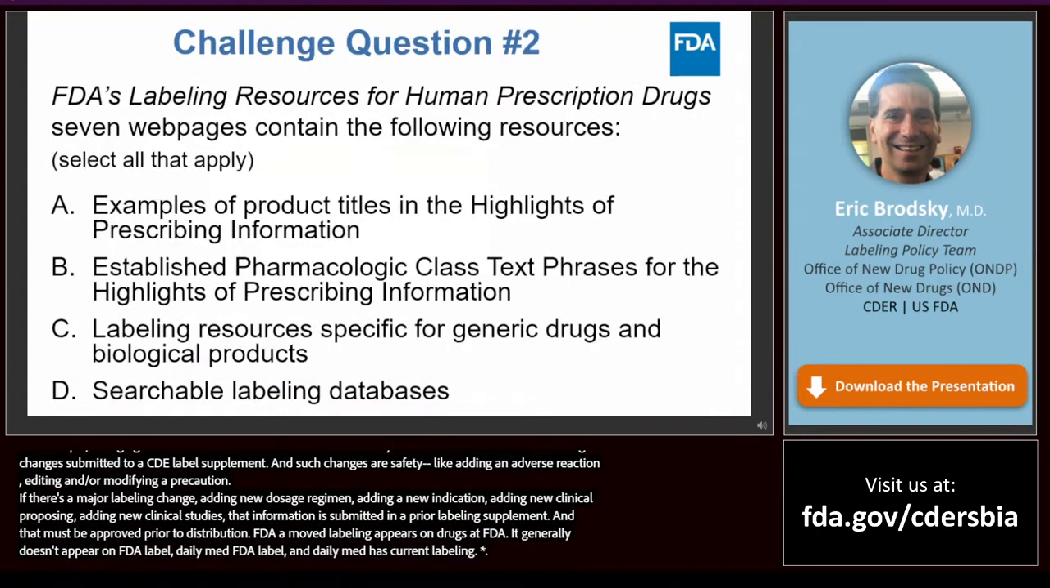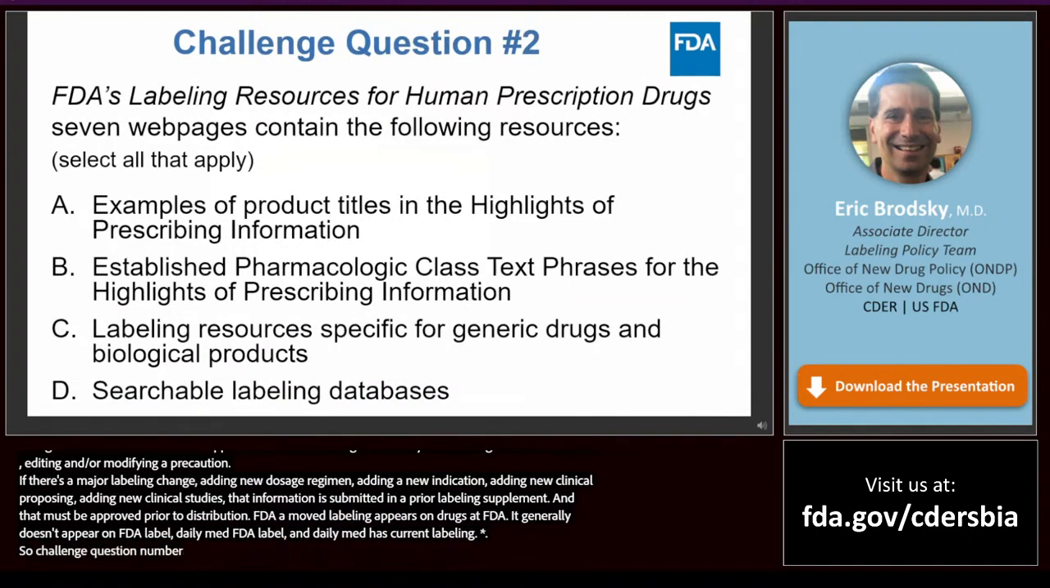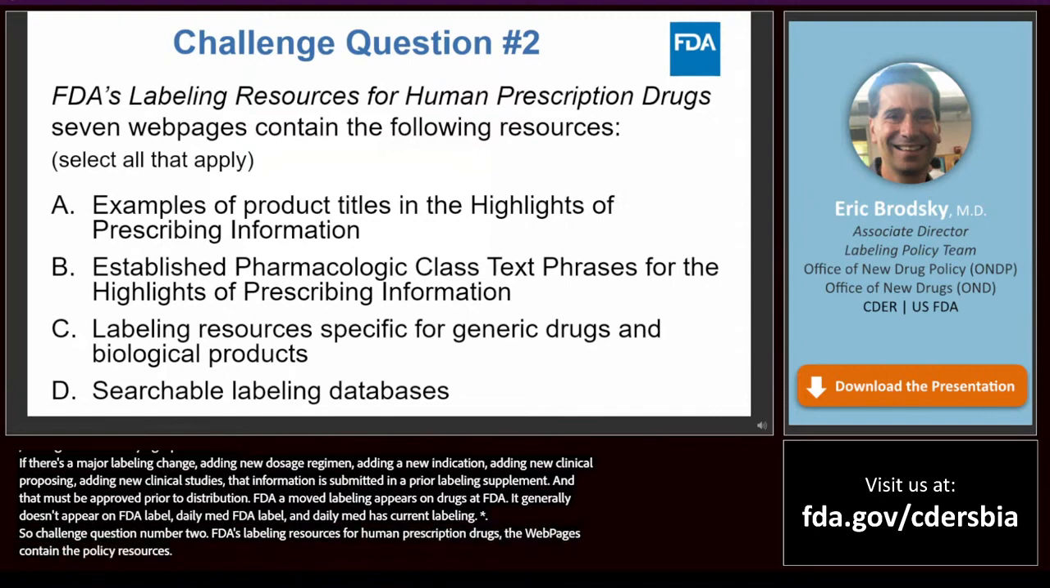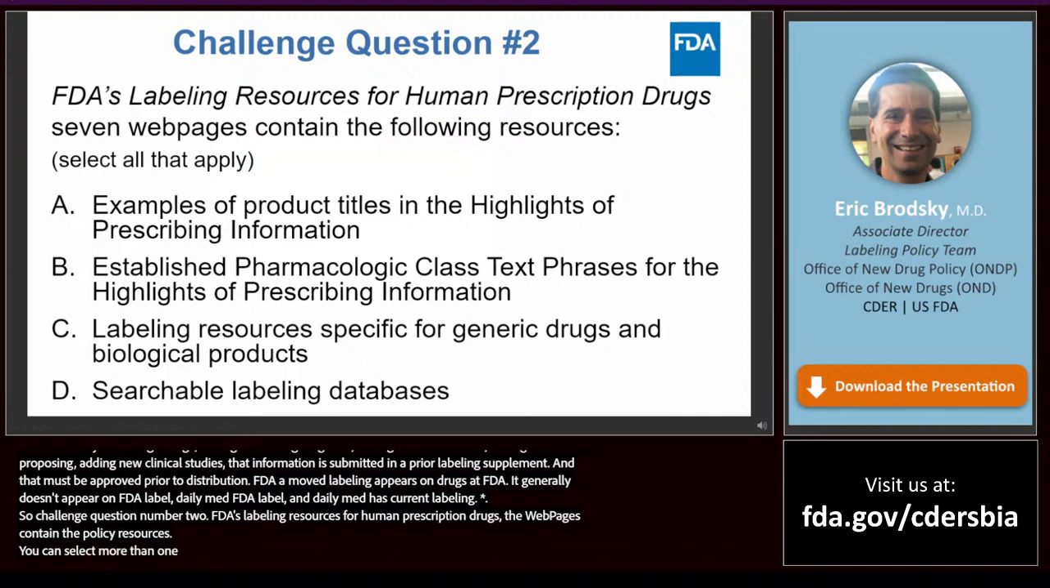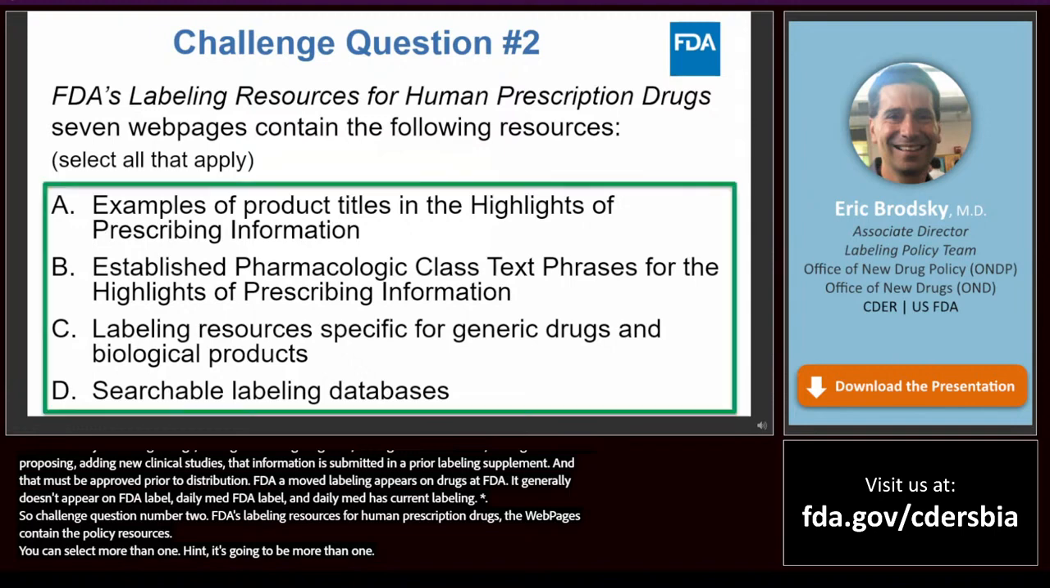So challenge question number 2, FDA's labeling resources for human prescription drugs. The web pages contain the following resources. You could select more than one. Hint, it's going to be more than one. Great, it's actually all of them.